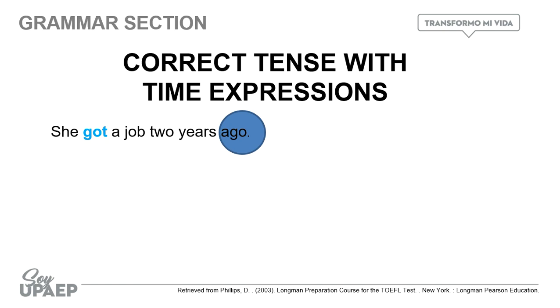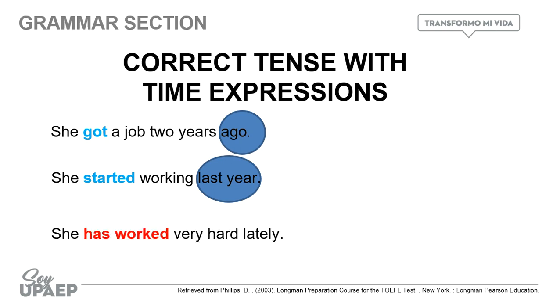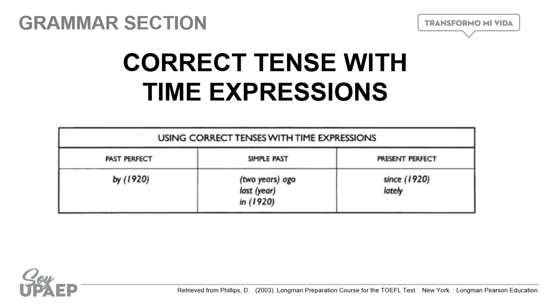are, for example, ago. She got a job 2 years ago. This is an expression that is used in past simple. She started working last year. Last year is another expression that is used in past simple. She has worked very hard lately. Lately is a time expression that is used with present perfect, okay? So be sure that you really analyze the sentences and pay attention to the time expressions in order to know if the tense is correct.